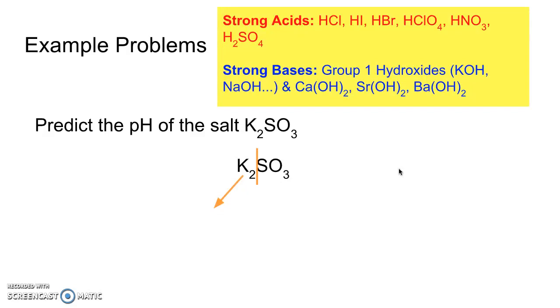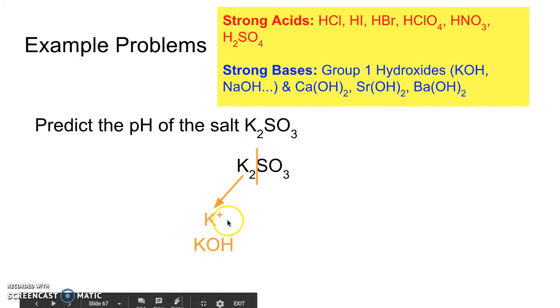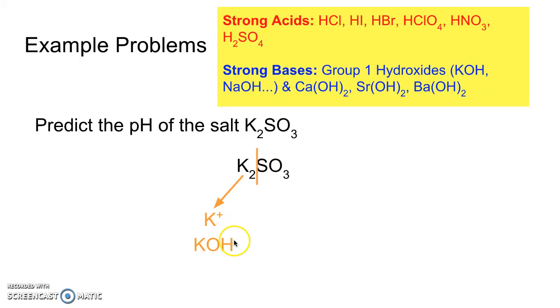All right, so I'm going to rewrite this cation. Potassium is a group 1, so it's a K+. And I'm going to turn that into a base by adding an OH. Now, since this is a +1 charge, I just need to add one OH minus. That gives me potassium hydroxide, KOH. I look to my list, I see that that is a strong base because it's a group 1 base. So I label that.